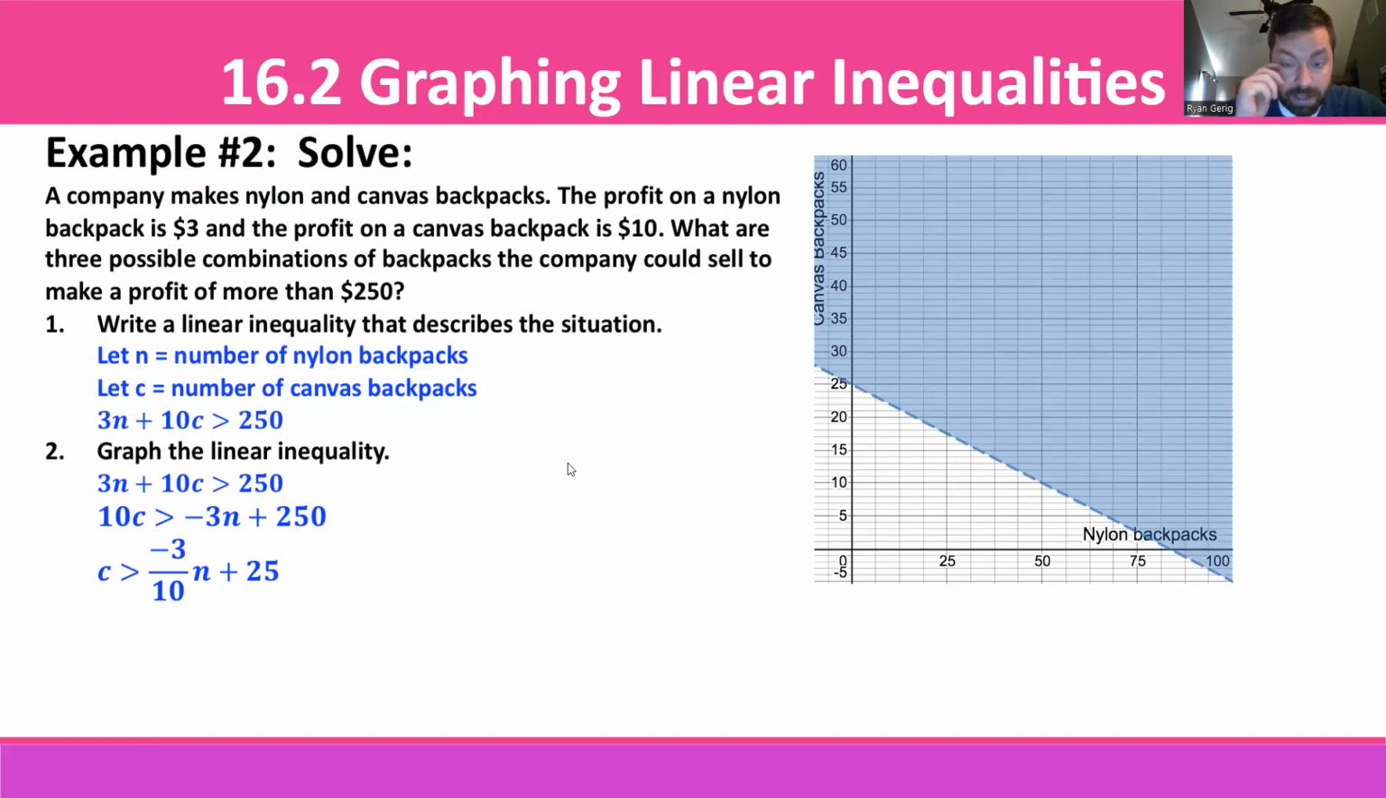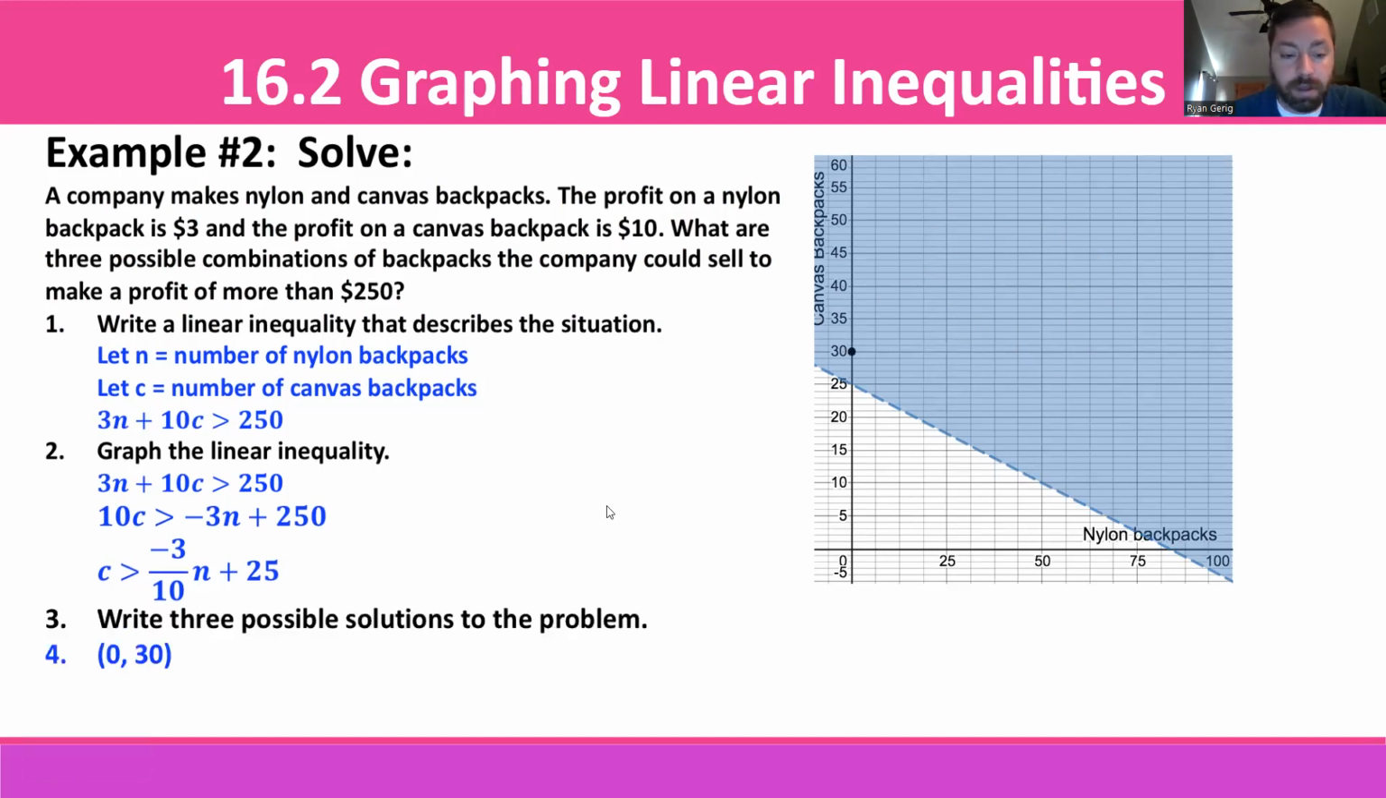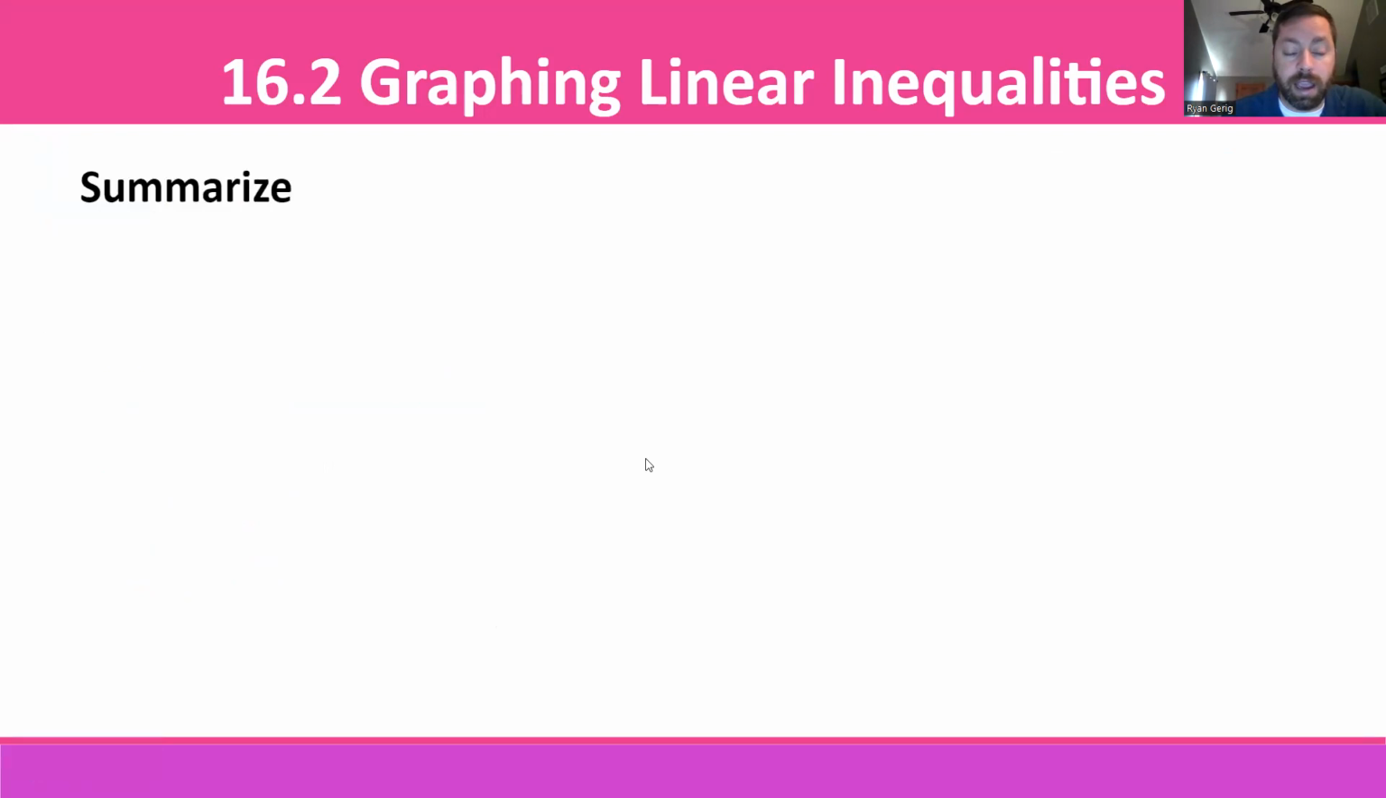We shade above this line, so you see that we shade up here. Any combination of nylon and canvas backpacks that's in this shaded region would give me more than $250. So one possible solution is 0, 30. If I sell no nylon, but I sell 30 canvas backpacks, I would make enough money. 25 and 35 definitely would make me enough money. 50 and 50 definitely would make me enough money. Okay, so that is an example of a word problem with linear inequalities.